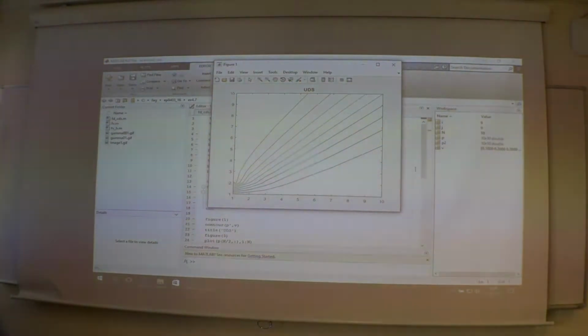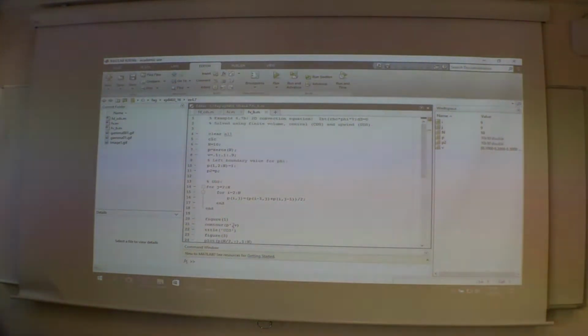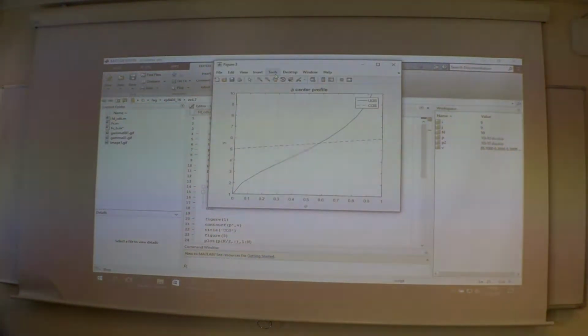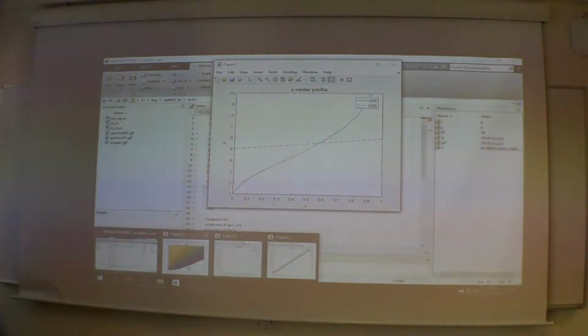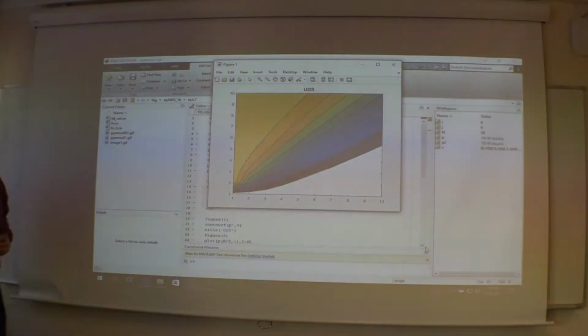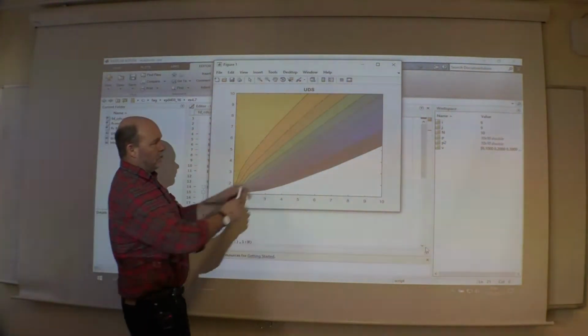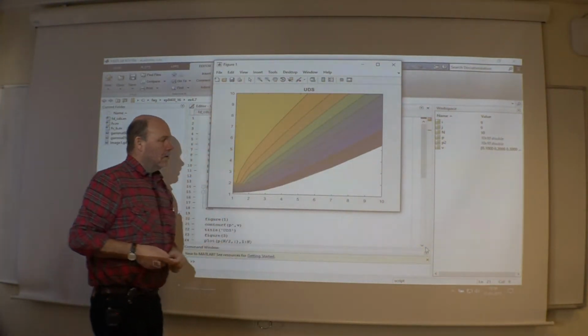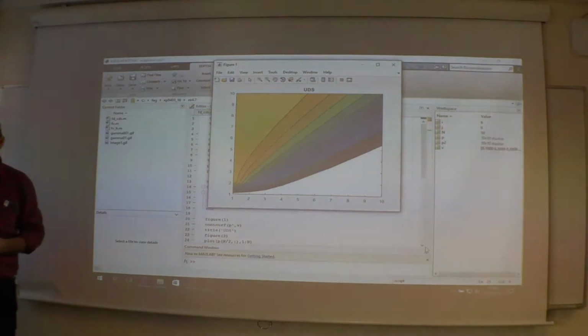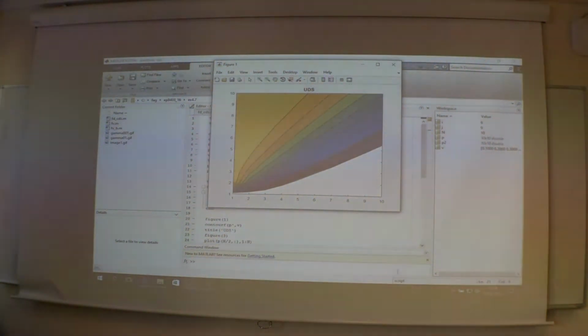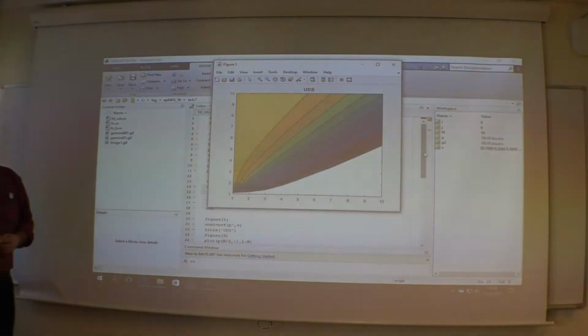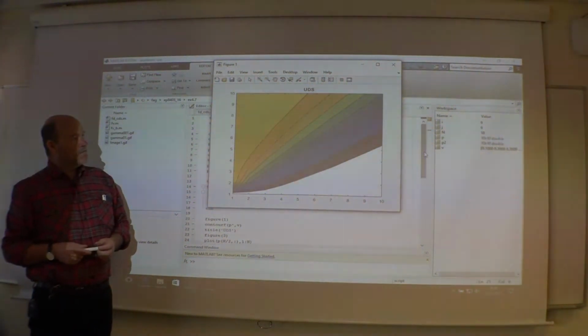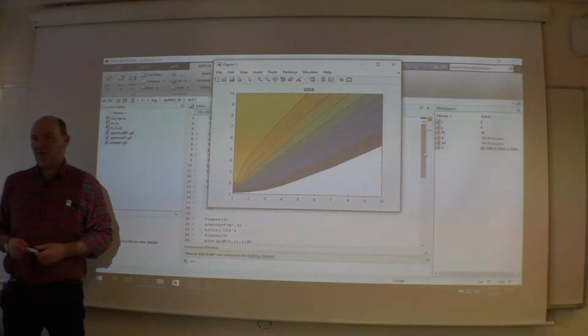It might be prettier if we write contour F. And you see it a little bit better. So yes, you get a very strong smearing out of the scheme.